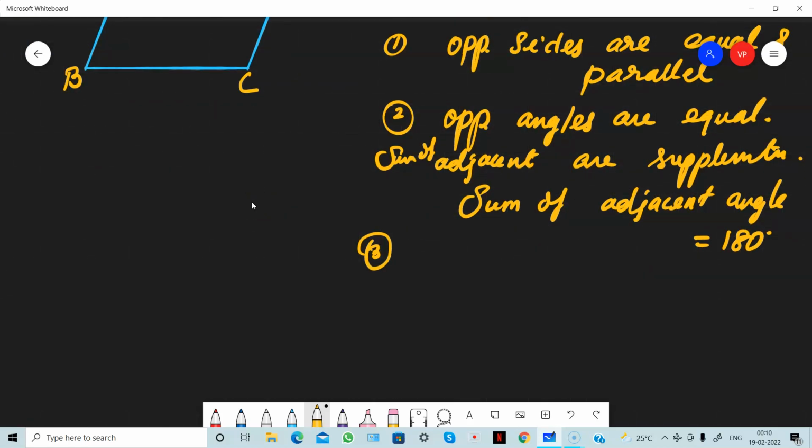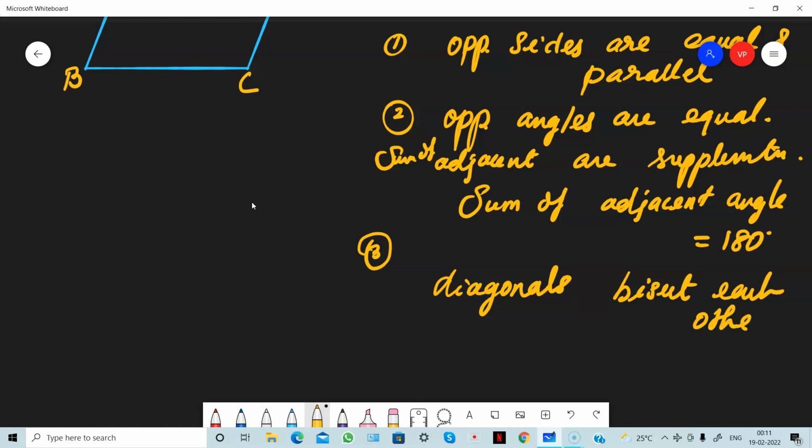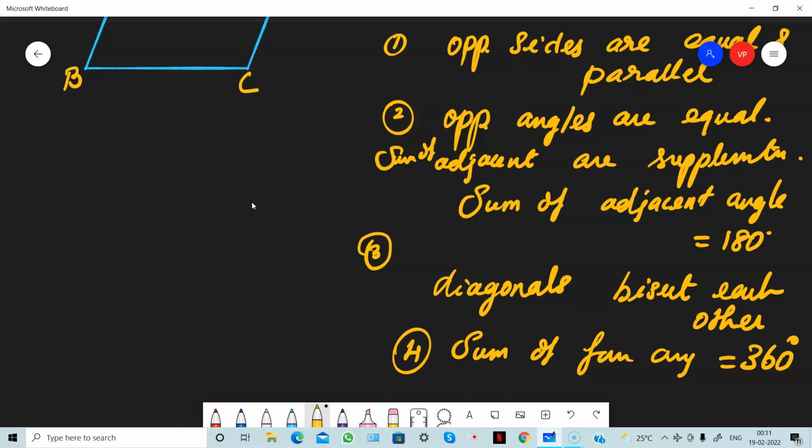And what do you know about the diagonals? Diagonals bisect each other. There are two diagonals, so the two diagonals bisect each other. And if you add all the angles in a parallelogram, there are 4 angles, so the sum of the 4 angles gives 360 degrees. So which property are we going to use?